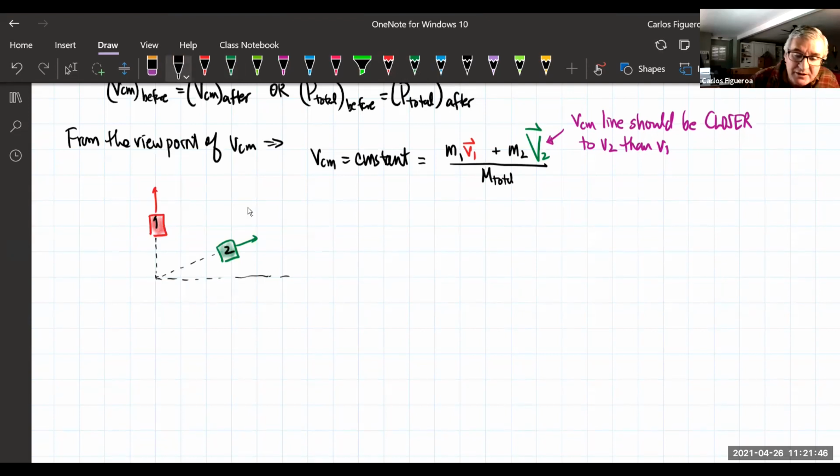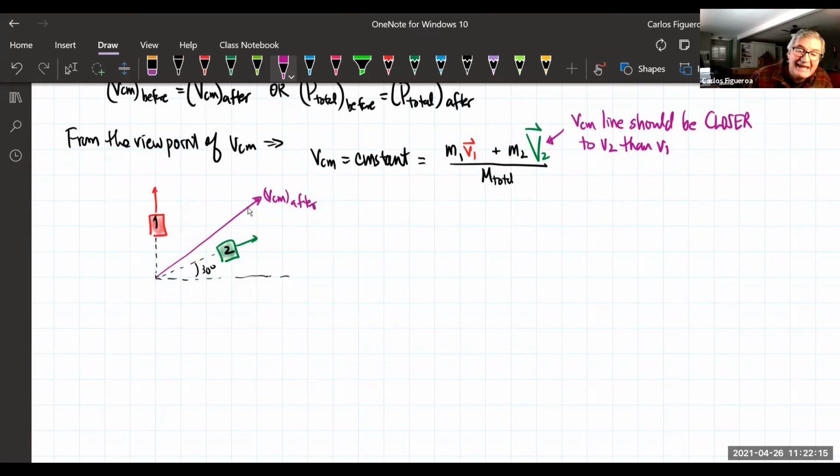So if that's my V2 line, I would expect that my center of mass now should be closer to V2 than to V1. So if I go in and draw this, I could imagine that this is what's happening, that this must be my velocity center of mass line. But this is what happened afterwards.